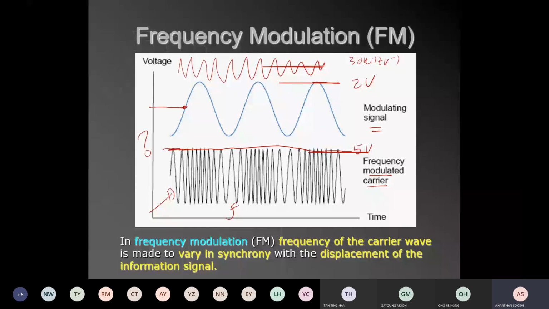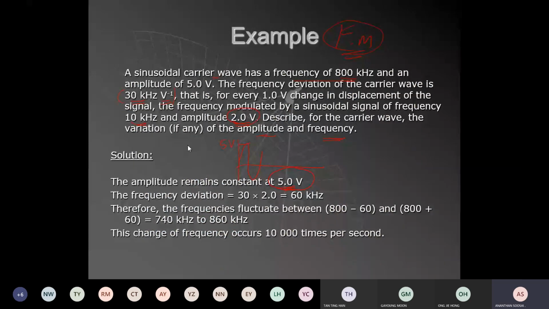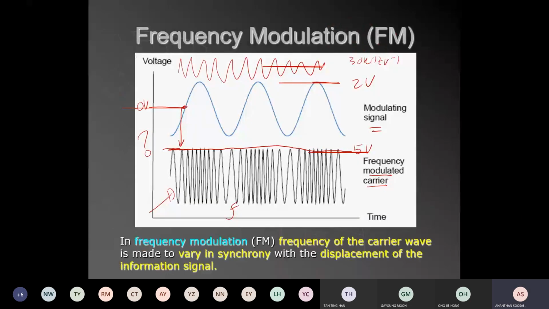So tell me, when the voltage is 0 volt, what will the frequency here be? Same as the carrier. What is the carrier frequency? 800 kilohertz. So when the signal is 0 volt, the frequency is going to be 800 kilohertz. When it achieves 2 volt, what is the frequency here going to be? Anyone? It's going to be 800 plus how much? Because it's 2 volt, and the frequency is going to change 30 kilohertz per volt, 2 volt means 60 kilohertz will be added. So the frequency at this point will be 860 kilohertz.